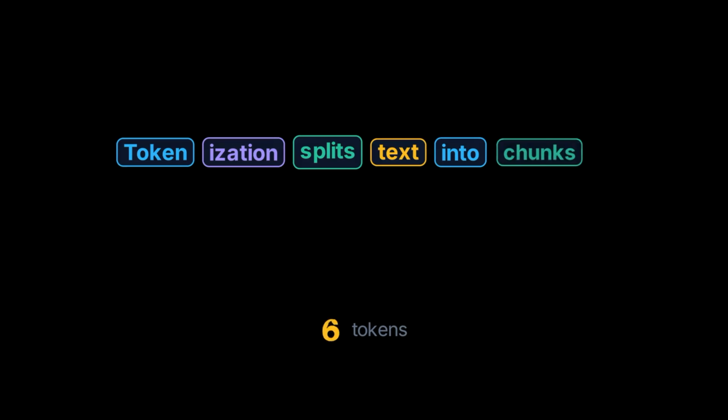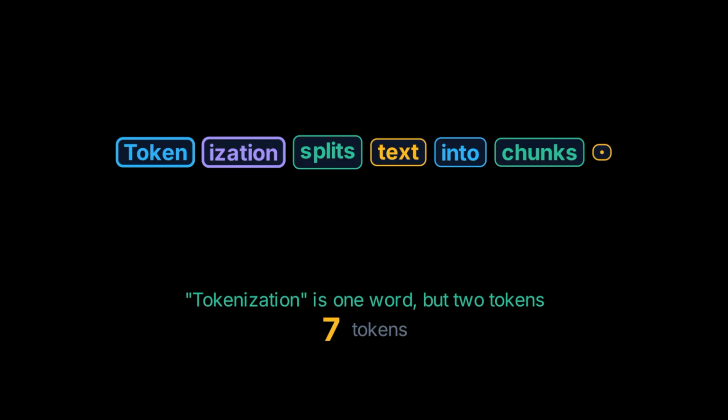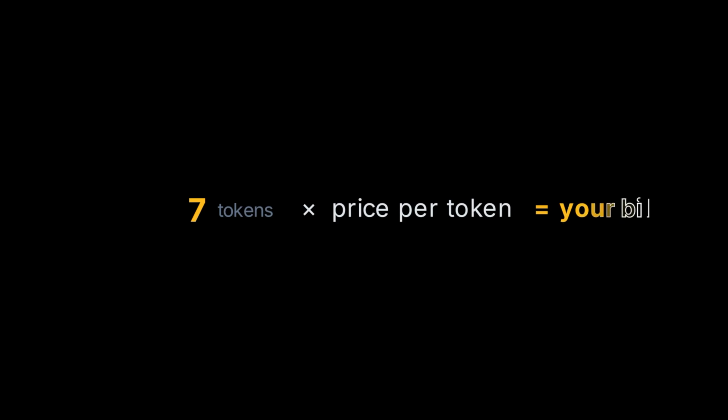When you send text to a model, the first thing that happens is tokenization. Your sentence is split into small pieces called tokens. Notice that the pieces are not always whole words. Long or unusual words break apart into smaller chunks. Each of those chunks is one token, and the total count is what drives both the cost and the size of the request.